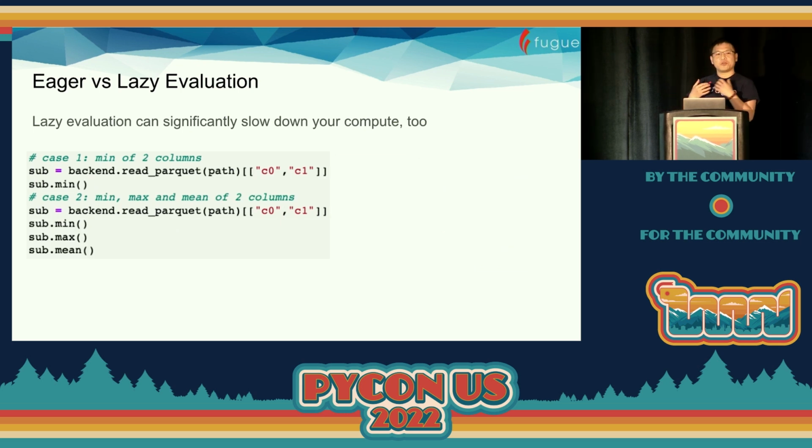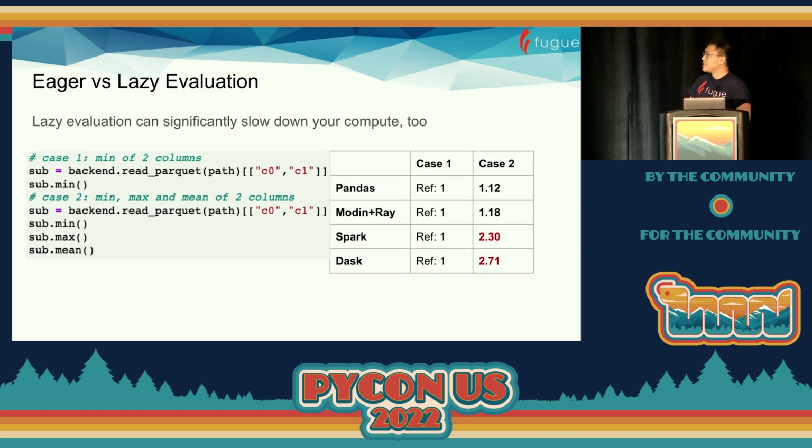OK, but if you don't fully understand lazy evaluation, then you will get hurt immediately. Look at these two examples. The only difference is that the second case will, in addition to computing the mean, also compute the max and the average. Look at the time. Again, Pandas and Modin are very predictable. The compute is just a little bit slower on the second case. But look at Spark and Dask. They are much, much slower. Why? This is also because of lazy evaluation.